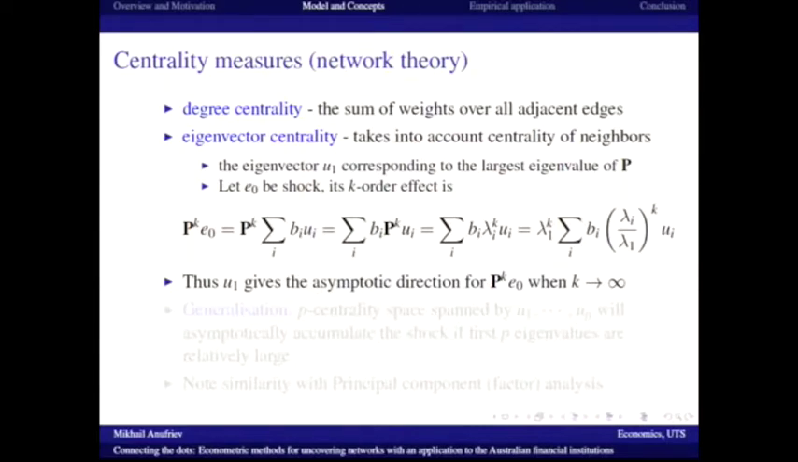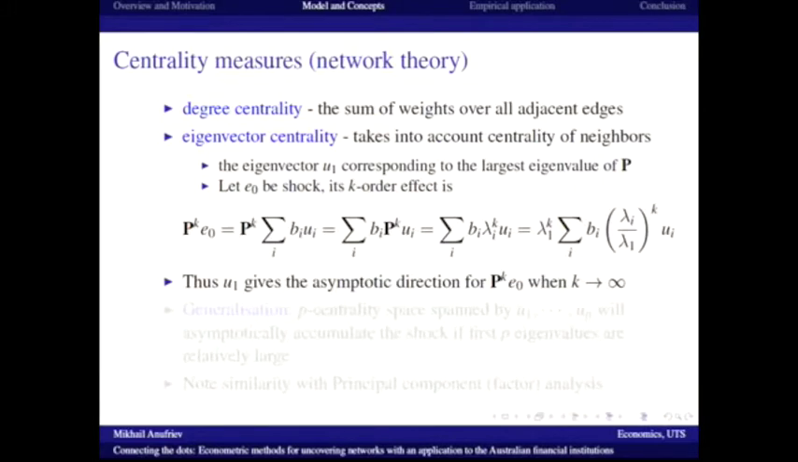Write E0 as the sum of them. Make some obvious computations. Use the definition of eigenvalues. So what you find here is that if lambda 1 is the eigenvalue corresponding to the largest eigenvalue, then all these ratios, apart from the ratio for i equal to 1, would go to 0 when k goes to infinity.